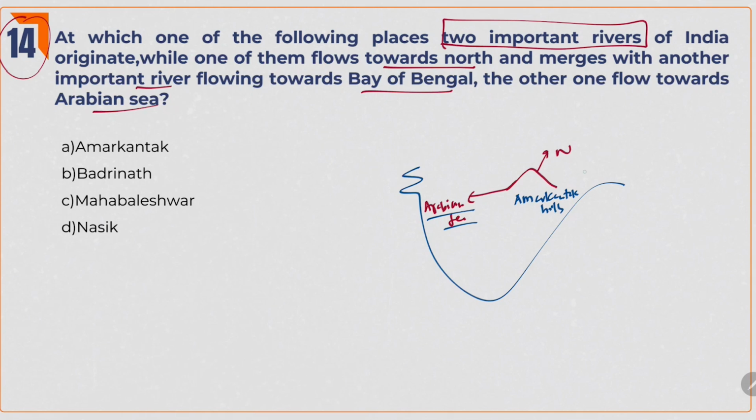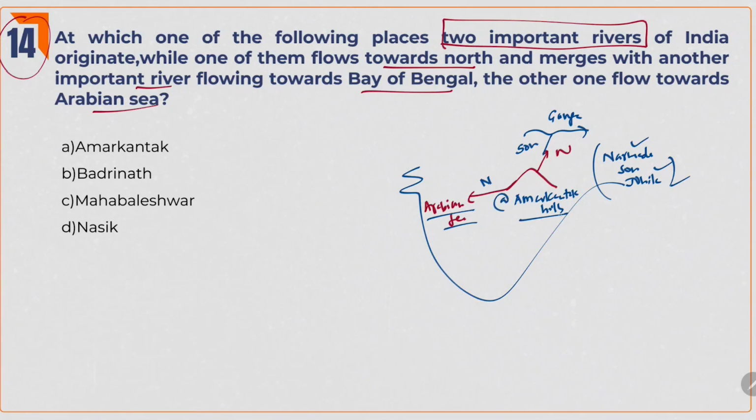From Amarkantak Hills, 3 rivers originate. They are Narmada, Son and Johila rivers. This Narmada river flows west and joins Arabian Sea. And Son river flows north and joins another important river. What is it? Ganga river. This Son river is one of the important right bank tributaries of Ganga. We have discussed this in Ganga river system. So Narmada, Son, Johila, all 3 originate at Amarkantak Hills.